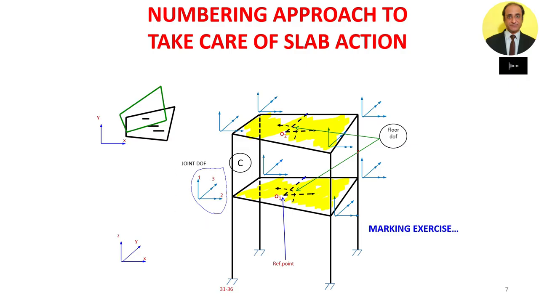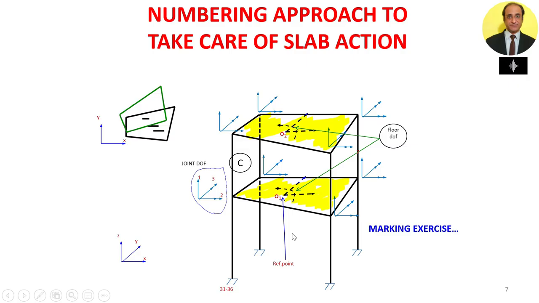So typically a joint has 6 degrees of freedom. Now 3 degrees of freedom, 2 translations and 1 rotation, have been considered at the reference point. So we need not consider these at the joint. At the joint we consider only the remaining 3 degrees of freedom, 2 rotations and 1 translation. Together we call these the joint degrees of freedom, and the degrees of freedom associated with the floor are called the floor degrees of freedom.